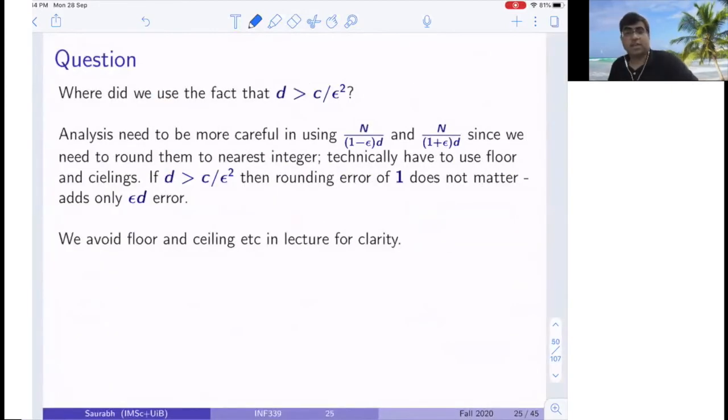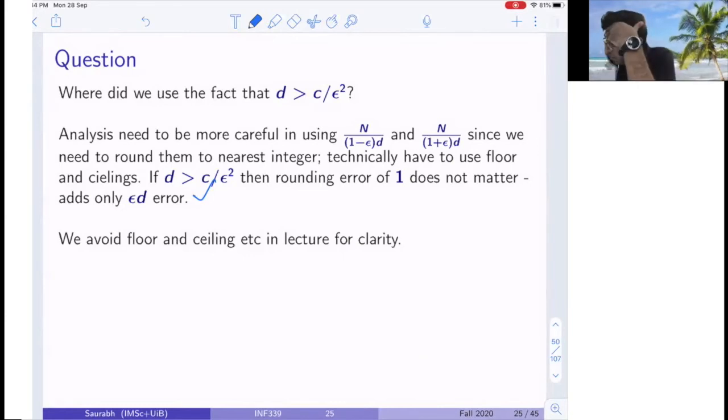Now you can ask, where did we use the fact that D is more than C over epsilon square? Well, we needed to be more careful in the analysis, using 1 minus epsilon D and 1 plus epsilon D. Since we need to round them to the nearest integer, technically we have to use floor and ceiling. If D is greater than C over epsilon square, then a rounding error of 1 does not matter and adds only epsilon D error. So for clarity, we avoided this. But if you write a paper, you might have to use this.